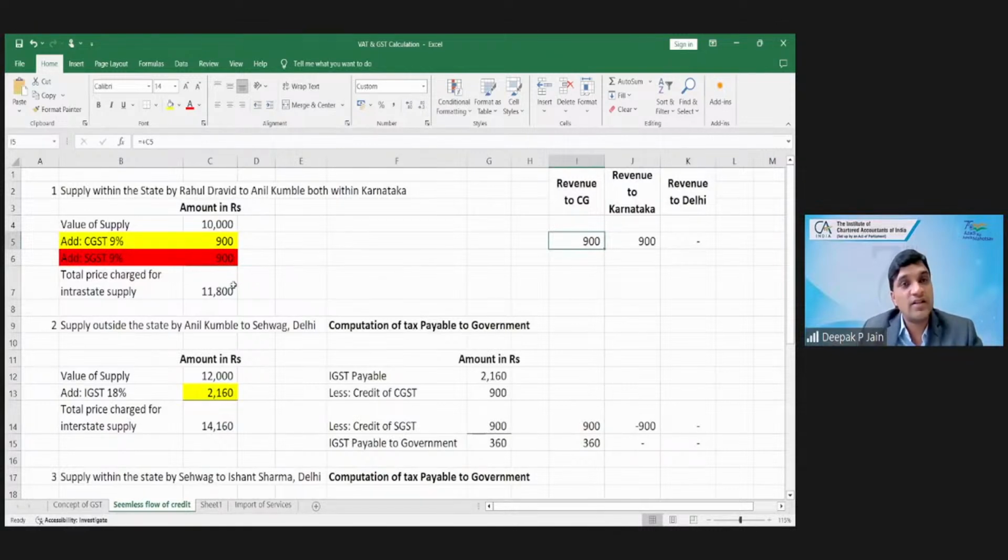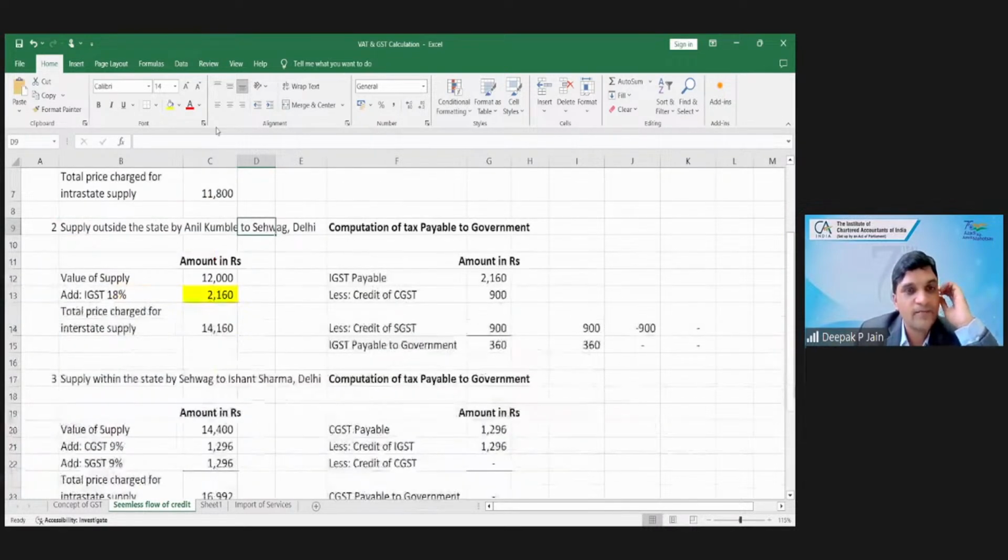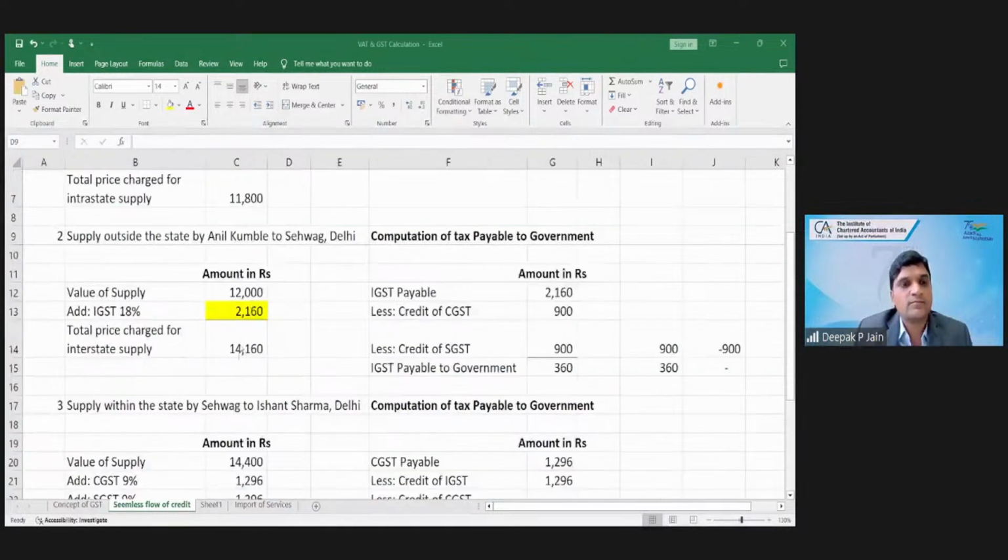Anil Kumble, Rahul Dravid has supplied to Anil Kumble. Now, Anil Kumble will not keep things with him. He will also supply it further, right? So he will supply it to, say he found a customer. He couldn't find any customer in Karnataka, but he found a customer outside Karnataka. So he found a customer in Delhi. So he sold this goods to Delhi. So value of supply is 12,000 rupees. Anil Kumble sells it to Virendra Sehwag at 12,000 rupees.